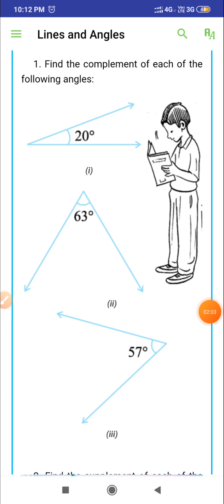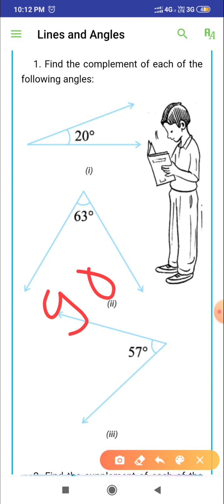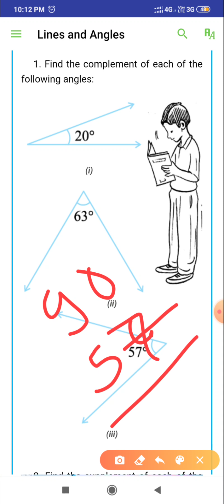Now we have the third part, and in this part the given angle is 57 degrees and we have to find its complement. So we apply the same method. For this we subtract 57 from 90 degrees. So we have 10 minus 7 is 3, and 8 minus 5 is also 3. So the complement of 57 degrees is 33 degrees.